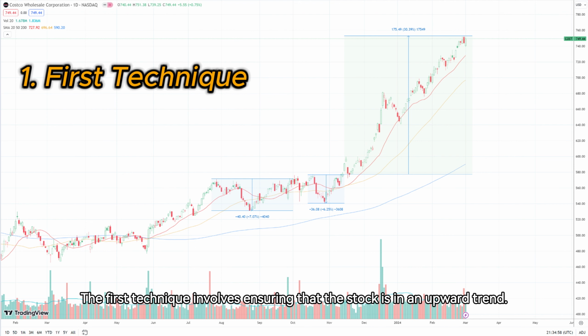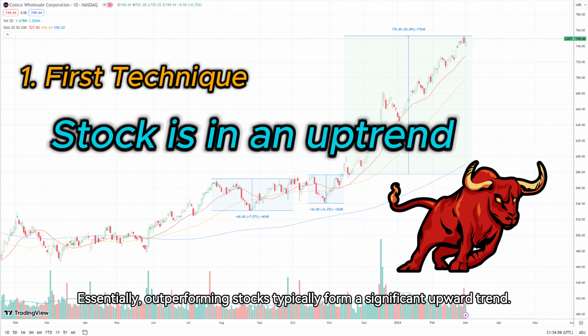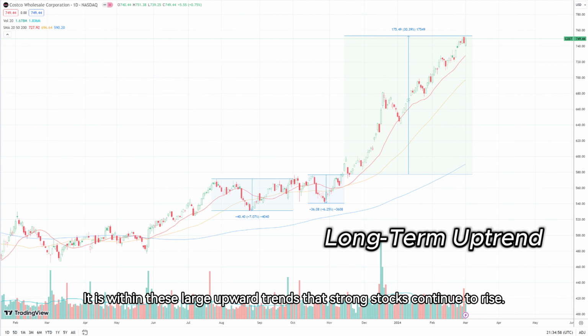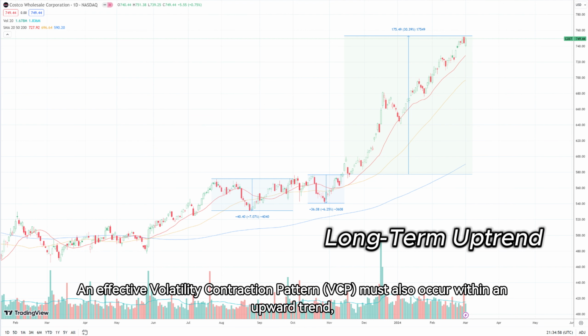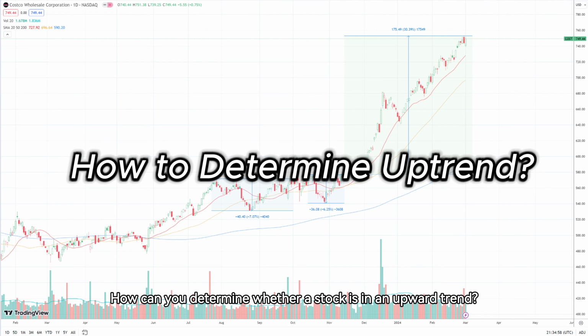The first technique involves ensuring that the stock is in an upward trend. Essentially, outperforming stocks typically form a significant upward trend. It is within these large upward trends that strong stocks continue to rise. An effective volatility contraction pattern VCP must also occur within an upward trend, not a downward trend, as the latter is likely to fail. How can you determine whether a stock is in an upward trend?